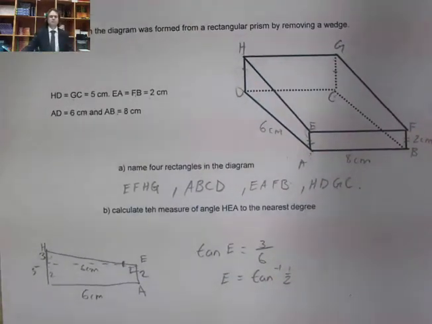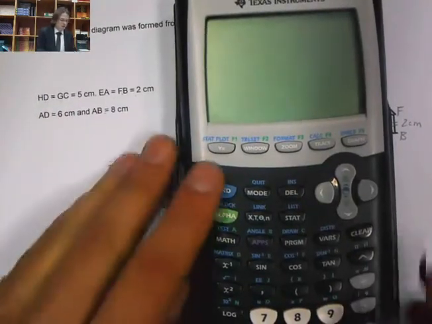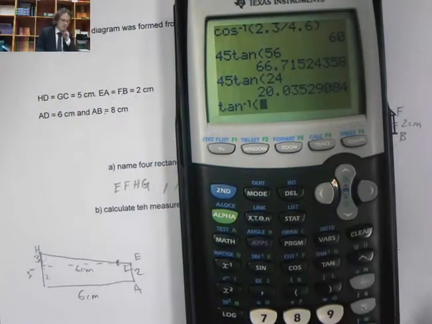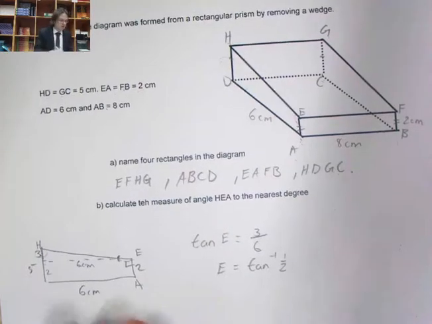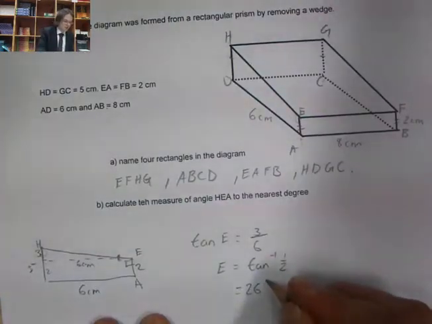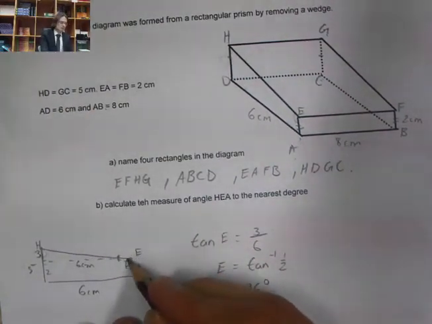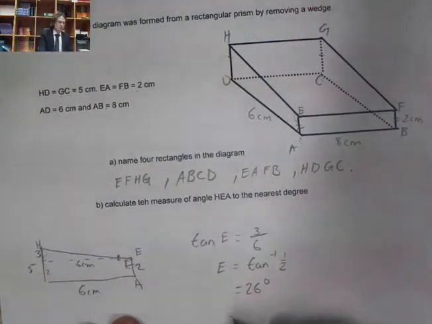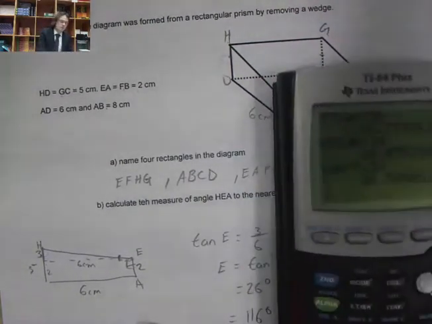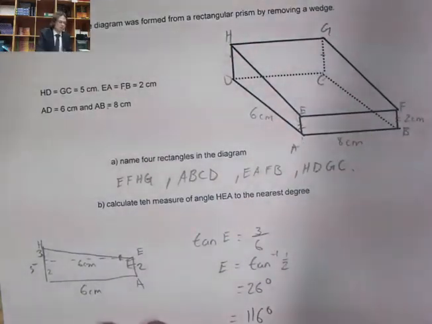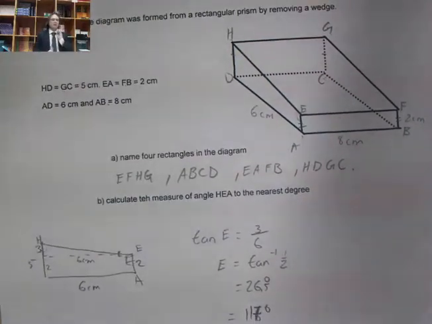So I'm going to punch that into my calculator. So I'm going to hit second tan 0.5, which is 1 over 2. So I'm going to get 26 degrees. So I have 26 degrees. But now I must add that to this 90 degrees. This is 26 degrees plus 90, so that's going to give me 116 degrees. Okay? Oh, 26.5, so 117. So it's 26.5. So it's 117 degrees.